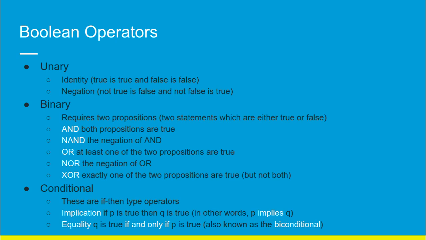Now, we also have a different kind of Boolean operator called a conditional, and there are two of these. These are if-then type operators. One is called implication. Implication says that if P is true, then Q is true. In other words, P implies Q. If P is true, Q is true. The other one is called equality, which says that Q is true if and only if P is true. Now these two have a subtle difference, and I'm going to talk some more about those in some later slides. Okay, there is a subtle difference between these two conditional operators.